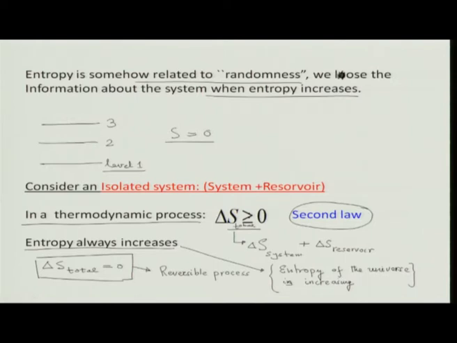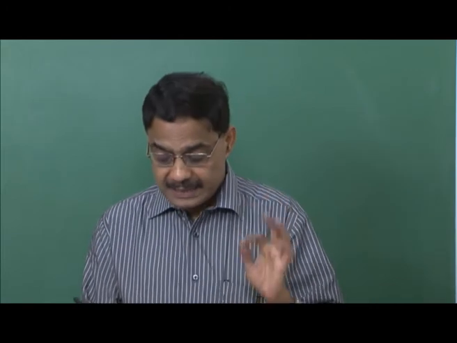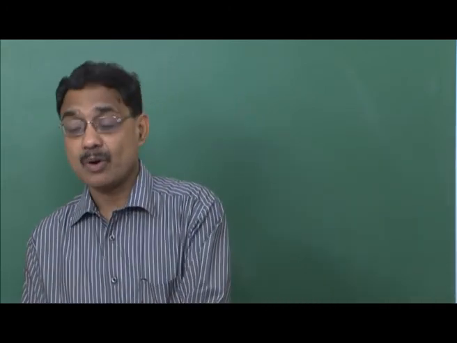Secondly, the second law you can write in the form delta S total is always greater than or equal to 0 in any thermodynamic process. For a reversible process, delta S total is equal to 0, and the entropy of the universe is always increasing because you can generate entropy, but you cannot dissipate entropy. This is a very, very fundamental form of the second law.